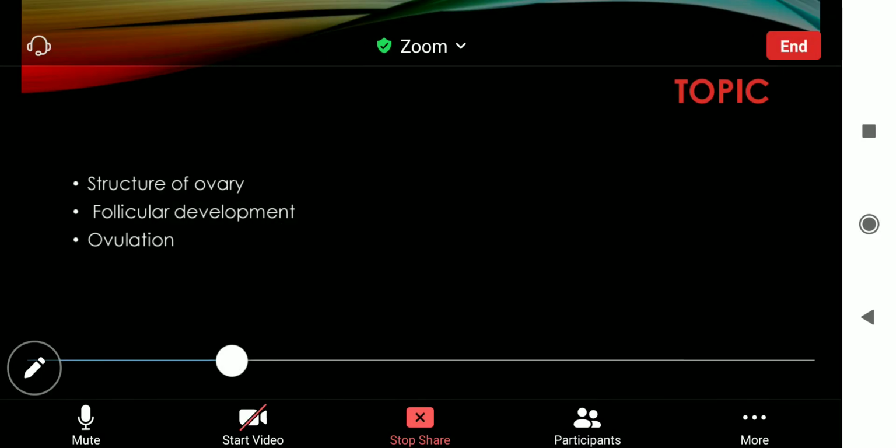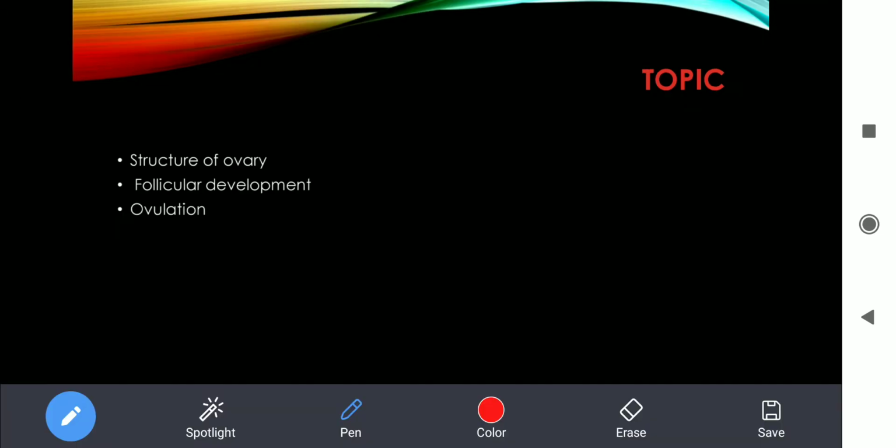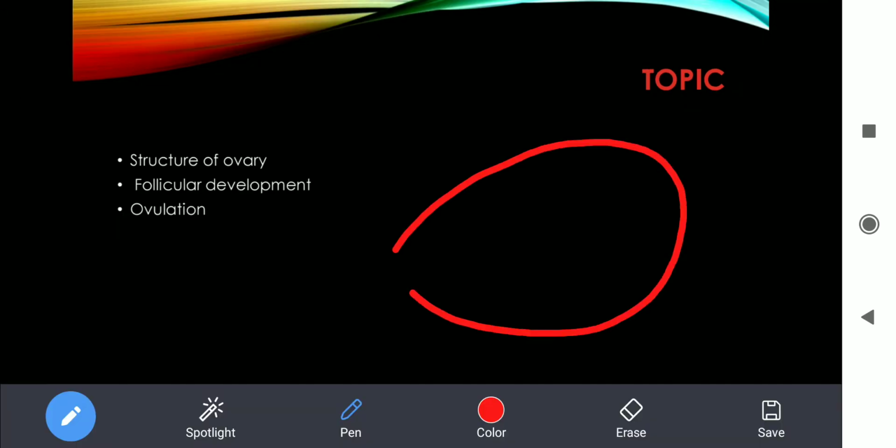As you can see, these are the contents, and the first topic is the structure of ovary. So we'll start from that portion, because in the structure of ovary we'll get to know about the follicular development and ovulation process as well. So if we are talking about the structure of ovary, we need to know about the ovaries. Ovaries are a pair of glands, first of all, and they are the shape of unshelled almonds, in both size and shape. The approximate size is 2 to 4 centimeters, and they are called the female gonads.